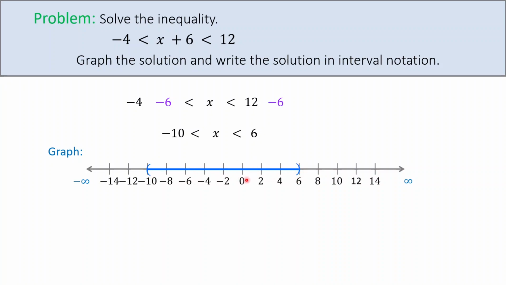This is the graph. Now we write this in interval notation. Take this number. You need to put a parenthesis because no equal sign, comma, this number. Put a parenthesis because there is no equal sign. This is the interval notation.